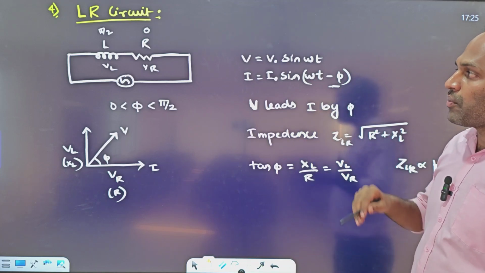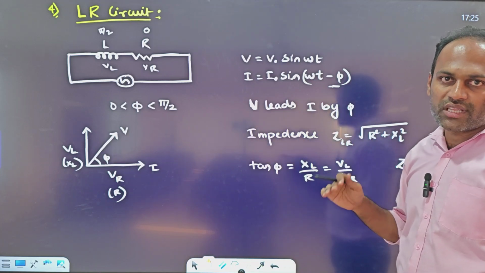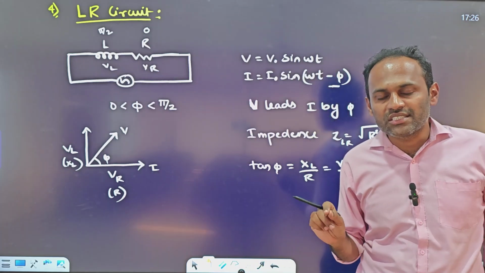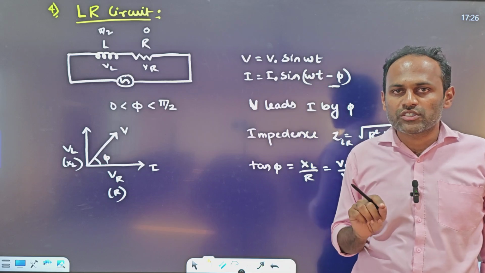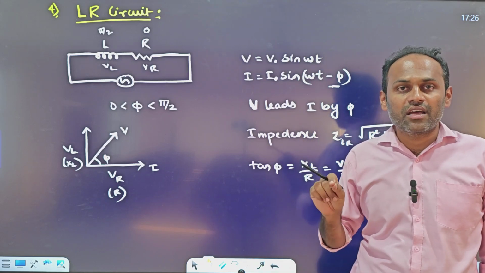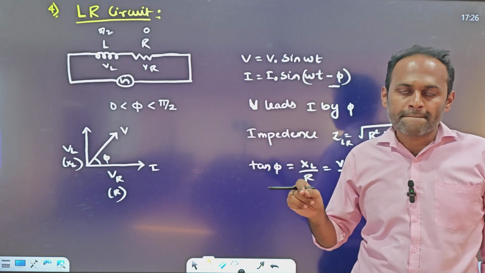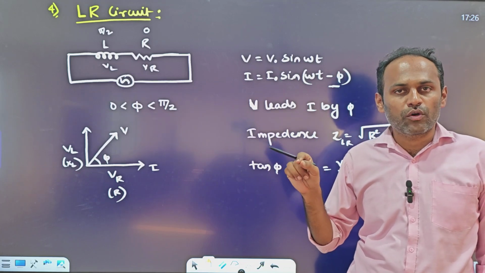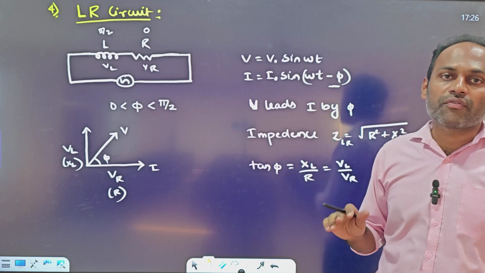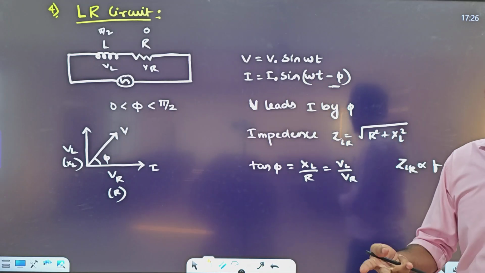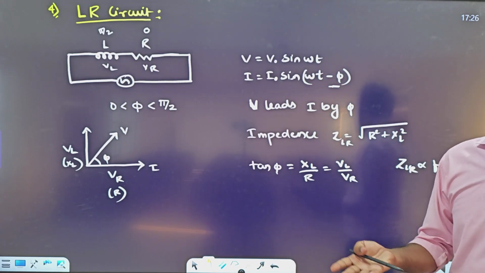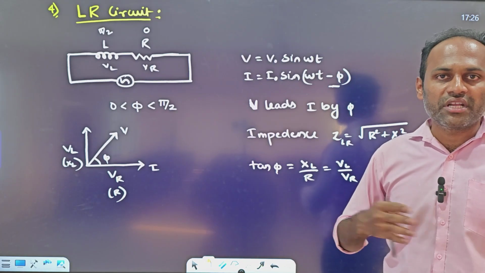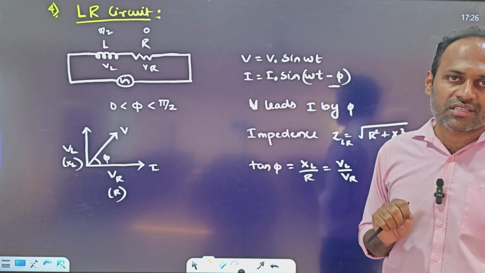In this case, the opposition offered by the inductor and resistor together is called impedance. Note: opposition offered by a resistor is called resistance. Opposition offered by an inductor is called inductive reactance, XL equal to 2 pi FL. Opposition offered by a capacitor is called capacitive reactance, XC equal to 1 by 2 pi FC. Opposition offered by any two or all three together is called impedance. For LR, CR, LC, LCR combinations together, the opposition we must call impedance.